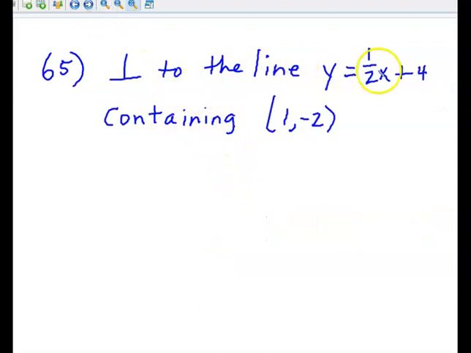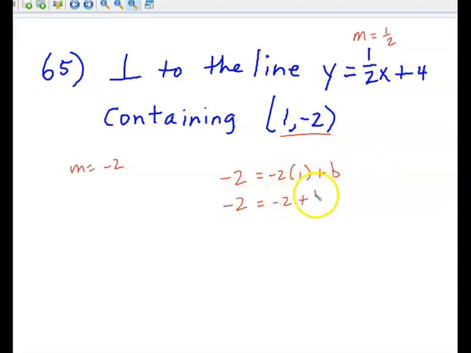We have a line that's perpendicular to this line. This line has a slope of 1/2. So the line that's perpendicular to it will have a slope of negative 2. I'll use slope negative 2 and that point to help me come up with the equation for this line. So y equals mx plus b, and we're going to solve for b. Negative 2 equals negative 2 plus b. So b is 0. And so my equation is just y equals negative 2x. You wouldn't say plus 0.